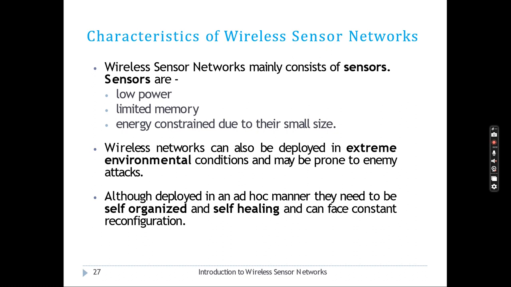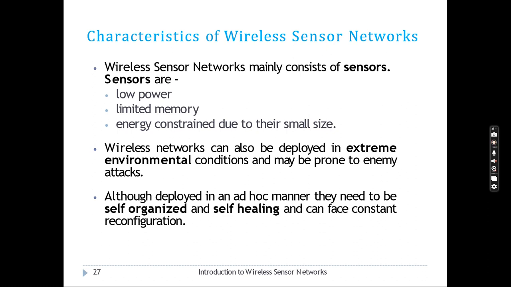Next, although deployed in an ad hoc manner, they need to be self-organized and self-healing and can face constant reconfiguration. Most people would first like to know what ad hoc is. A structureless, infrastructureless environment is generally said to be ad hoc. Let me tell you very simply. If you take a computer network, devices like a router, switch, hub, and gateway make the computer systems networked in a well-defined topology and infrastructure manner.